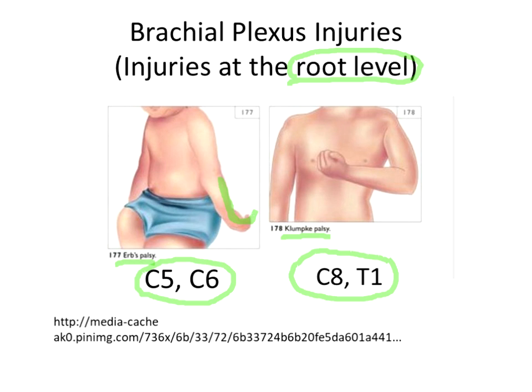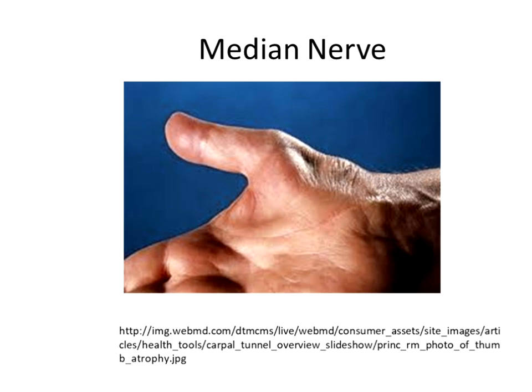The next injury to consider is a median nerve injury. The median nerve goes on to supply all of the small muscles of the hand and some of the skin overlying the hand.